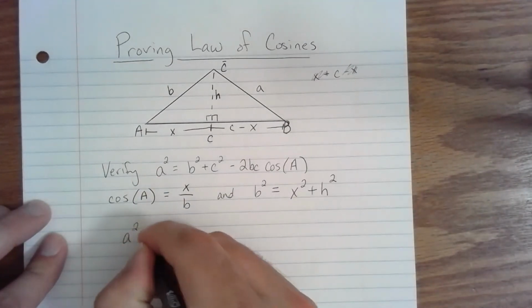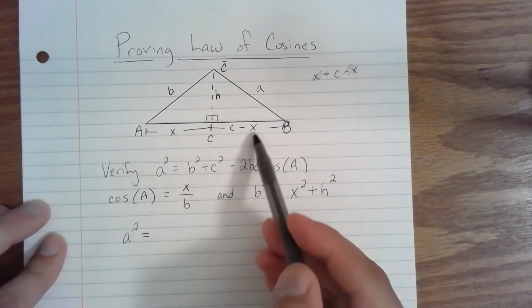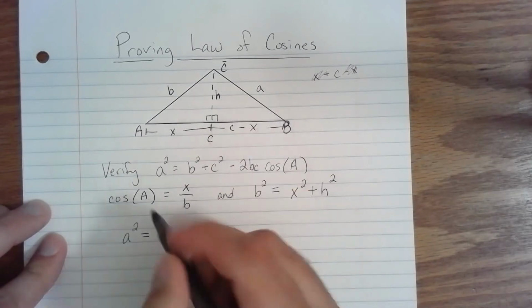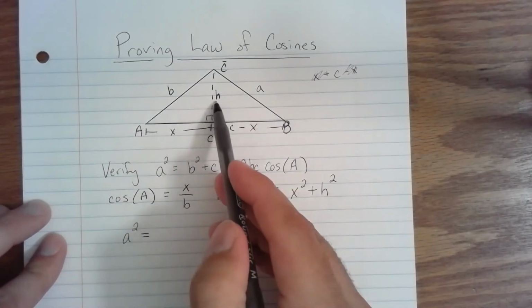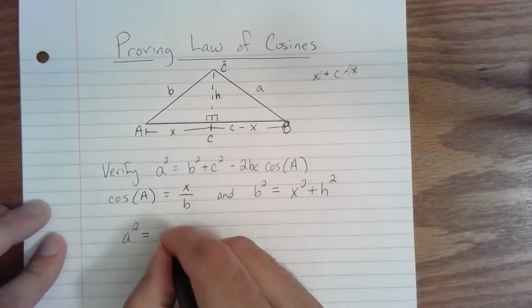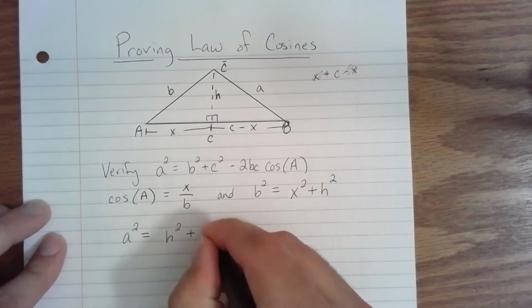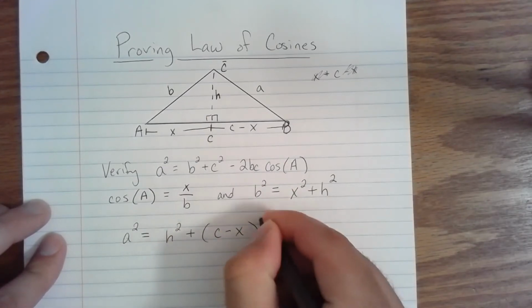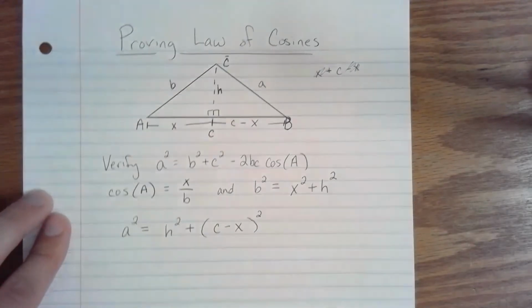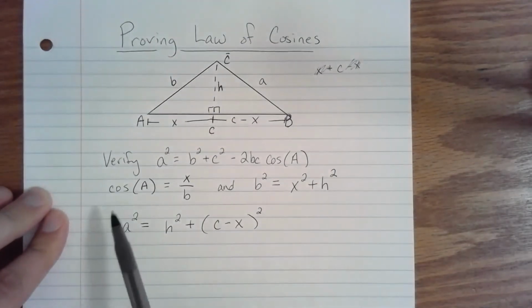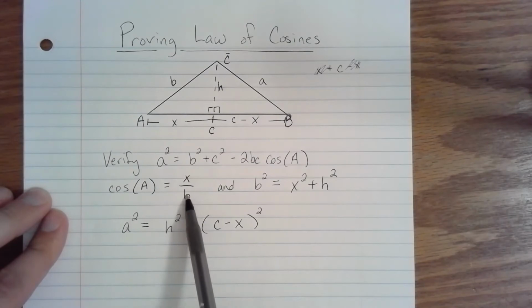A squared, because it's the hypotenuse, would equal this leg squared, and it would equal this height squared. So h squared plus (c minus x) squared. So take a moment, make sure you're up to speed with me on this. Cosine is adjacent over hypotenuse.